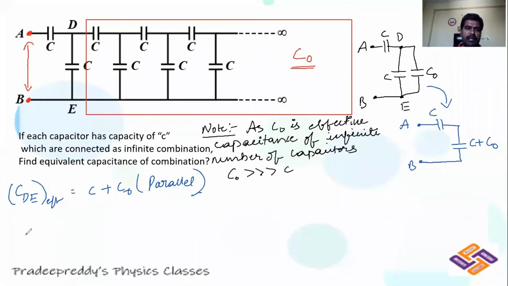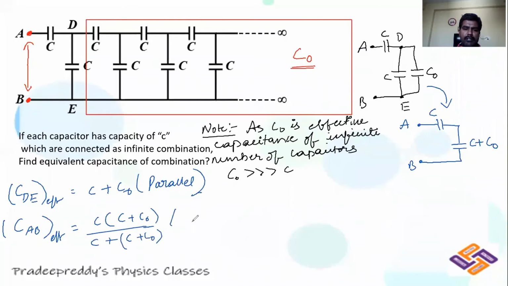So CAB effective is equal to C into C plus C naught divided by C plus C naught, because they are connected in series combination. Okay, this is the combination. Here I am finding CAB; C and C plus C naught are connected in series combination. So therefore effective capacitance is C1 C2 divided by C1 plus C2. I am substituting that here.